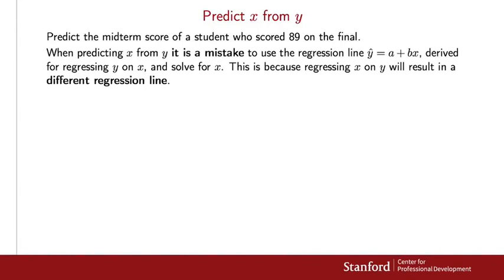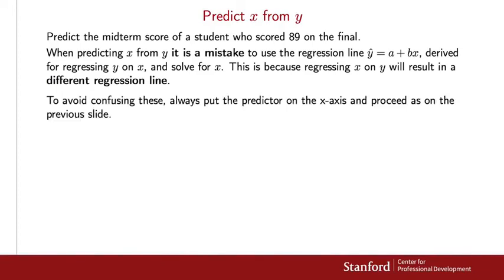When you predict x from y, it is a mistake to use the regression line you got from predicting y on x and simply solve for x. It's somewhat tempting, but it's the wrong thing to do. The reason why it's wrong is because there are two regression lines. There's one regression line for predicting y on x, and there's a different regression line for predicting x on y. These two lines will typically be very different.